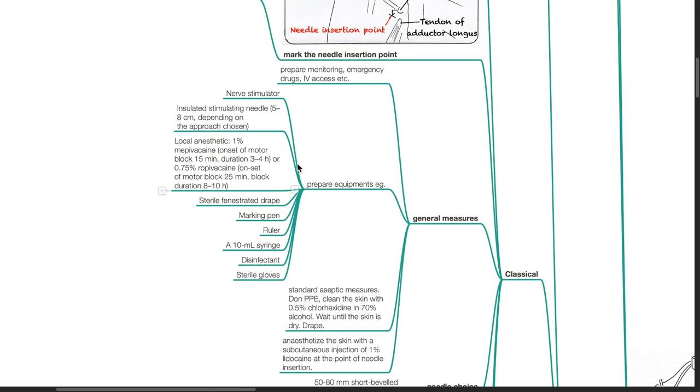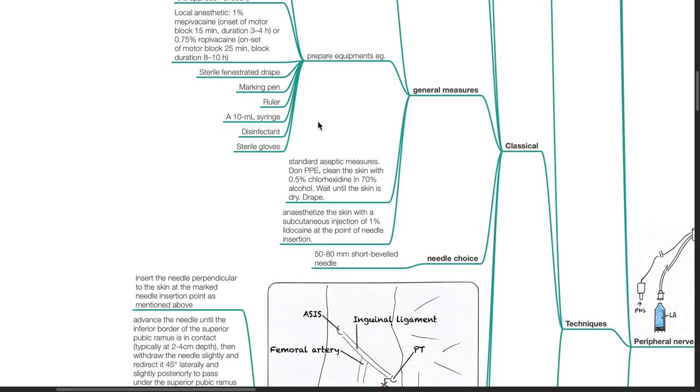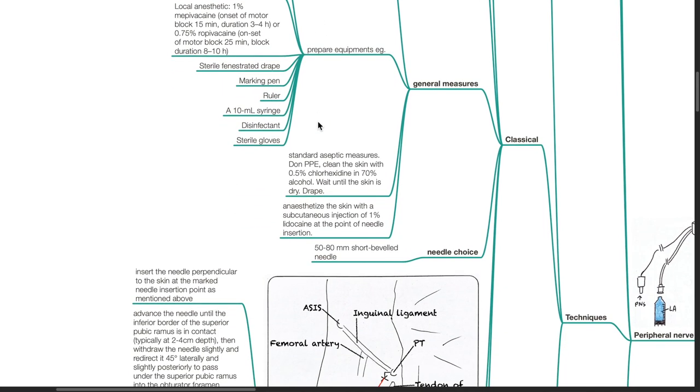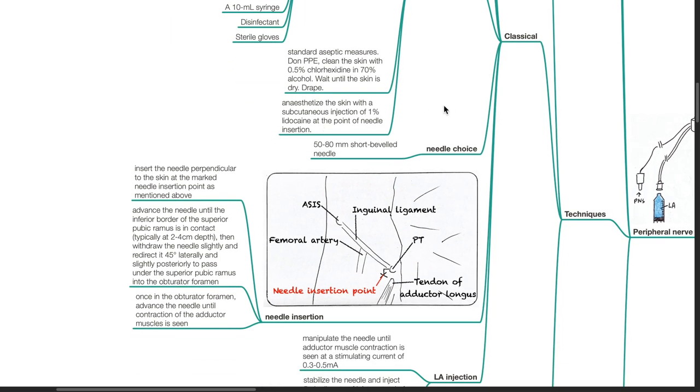Mark the needle insertion point, which is a point 1 cm lateral and 1 cm caudad to the pubic tubercle. General measures include preparation for monitoring, emergency drugs, IV access and equipment. Use standard aseptic measures and anesthetize the skin with 1% lidocaine. Needle of choice is a 50 to 80 mm short beveled needle.